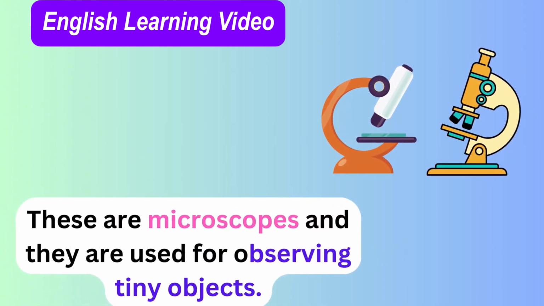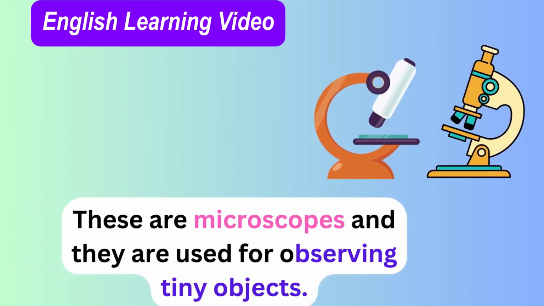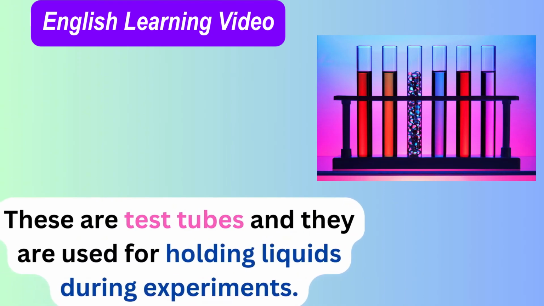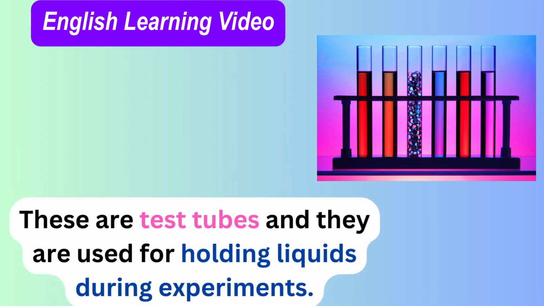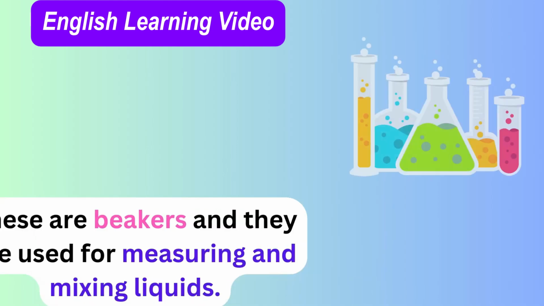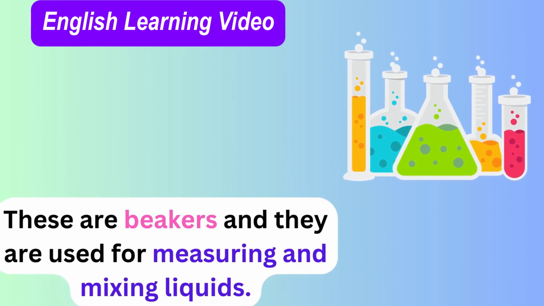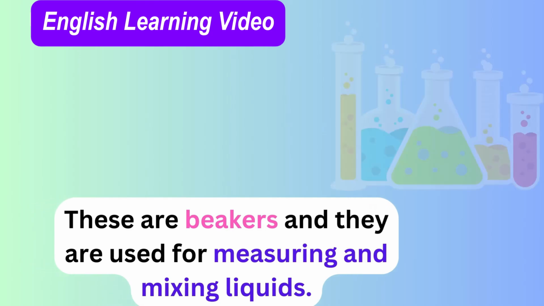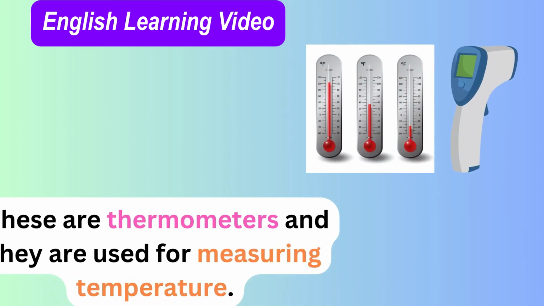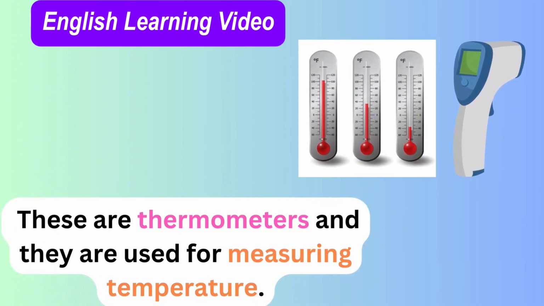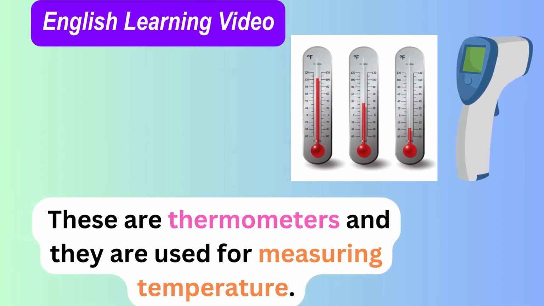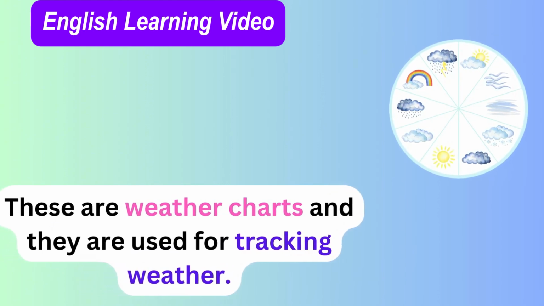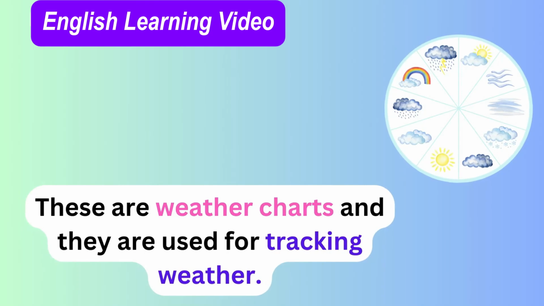These are microscopes and they are used for observing tiny objects. These are test tubes and they are used for holding liquids during experiments. These are beakers and they are used for measuring and mixing liquids. These are thermometers and they are used for measuring temperature. These are weather charts and they are used for tracking weather.